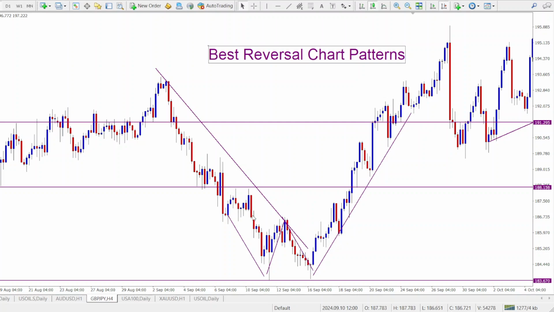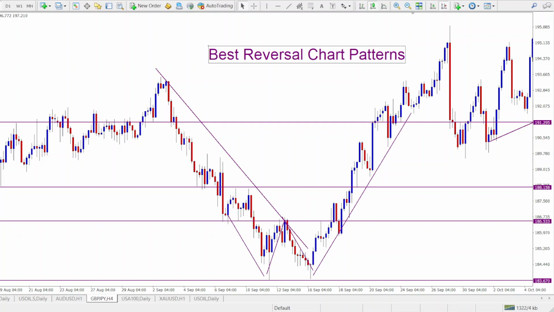For example, this is a trend line, a bearish trend line. And then we had a formation of a double bottom. We can see that this has become a resistance. You can see that this was a support before it turned into a resistance. So before you go ahead to enter this trade, wait for price to break above this resistance.